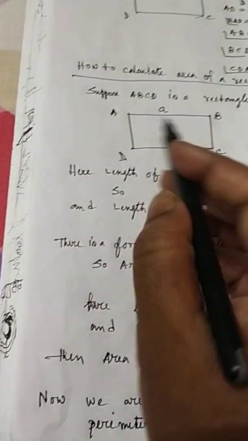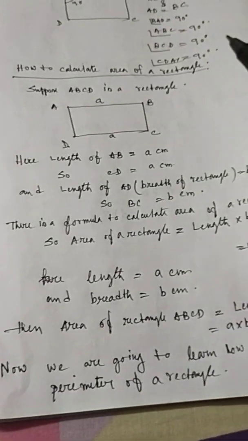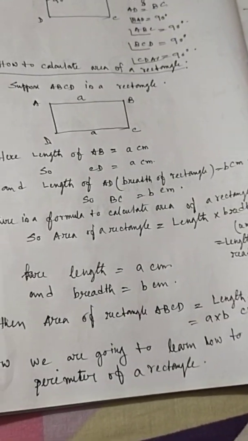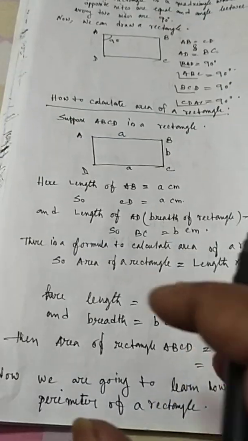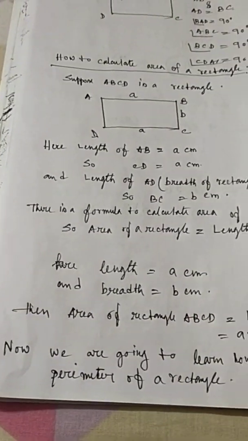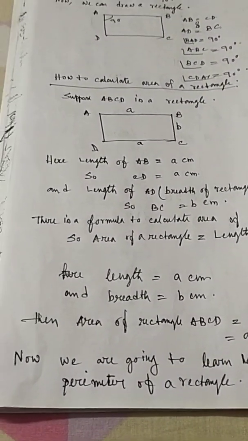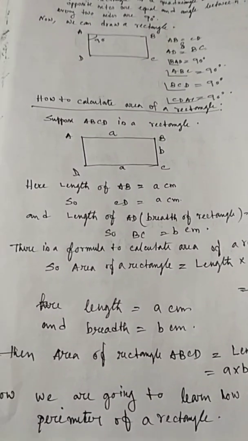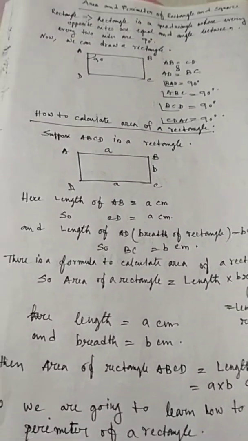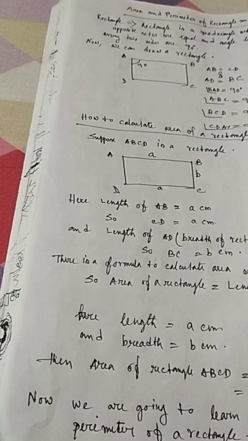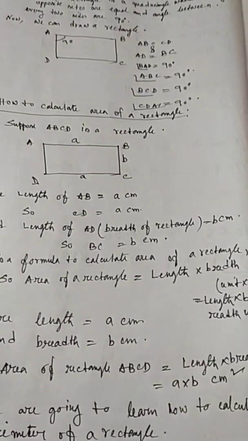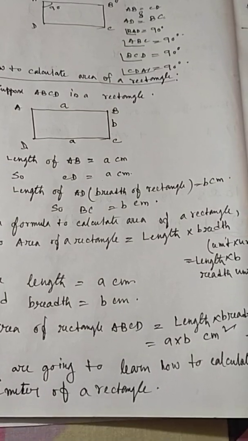Here rectangle ABCD has length of A and breadth is B. Then if we covered surrounding the rectangle, then we can see we cover 2 times length and 2 times breadth. Then total perimeter is obviously the total distance covered of a rectangle. Then 2 into length plus breadth.